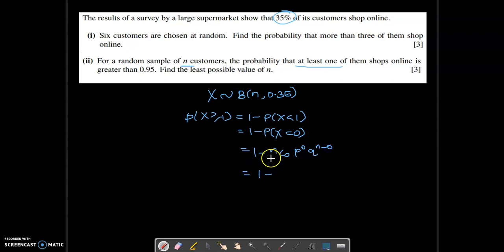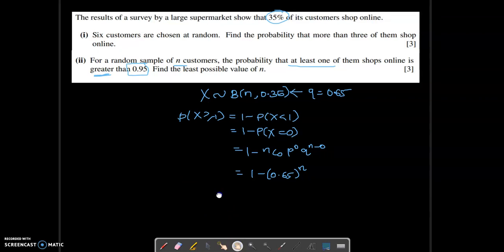So therefore, even though we don't know the value of n, nC0 will be 1. P raised to 0 is 1 because anything raised to 0 is 1. And q raised to n minus 0. How are we going to write q raised to n minus 0? P is 0.35, so what is q? This is 0.65. So we will get 0.65 raised to n. Obviously we will not be able to get the exact value if n is unknown. But we have a probability given that this is greater than 0.95. So this particular value is greater than 0.95.